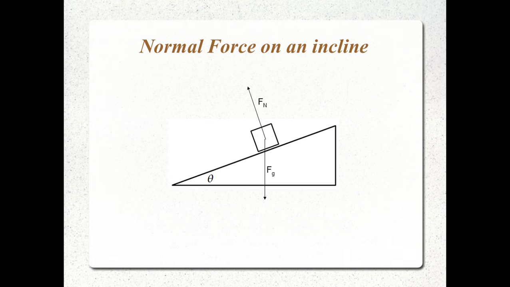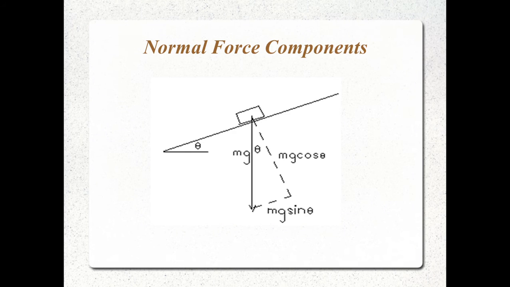What's most useful is rotating our free body diagram so that perpendicular to the incline and parallel to the incline are what we're actually looking at. In this case, we look at the components of the weight. Parallel down the incline would be mg sine theta, and perpendicular to the incline, which ends up being equal to our normal force in most cases, is mg cosine theta.